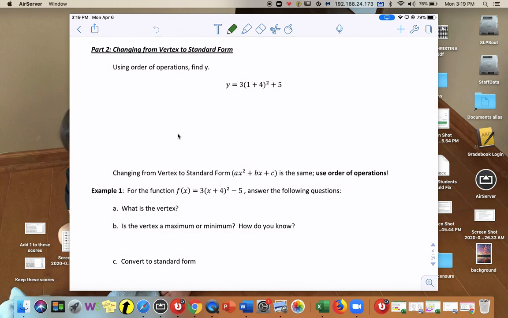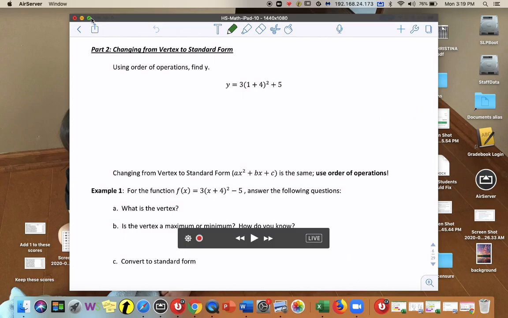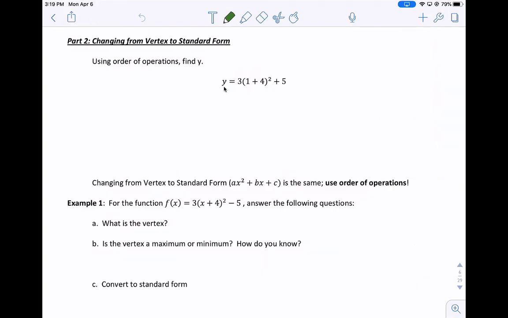The second part of day 13, we're going to look at changing from vertex form to standard form. So we'll do a quick review using order of operations. Can you solve for y?